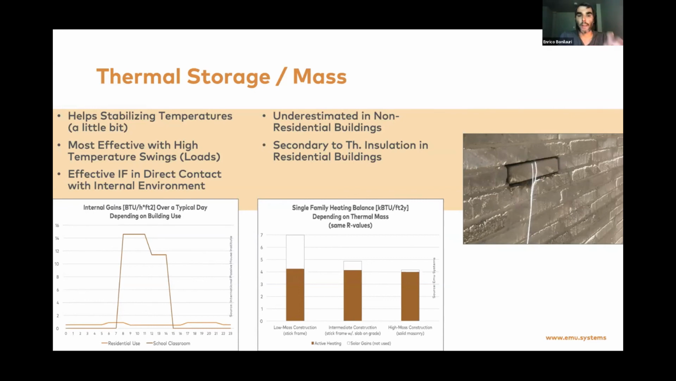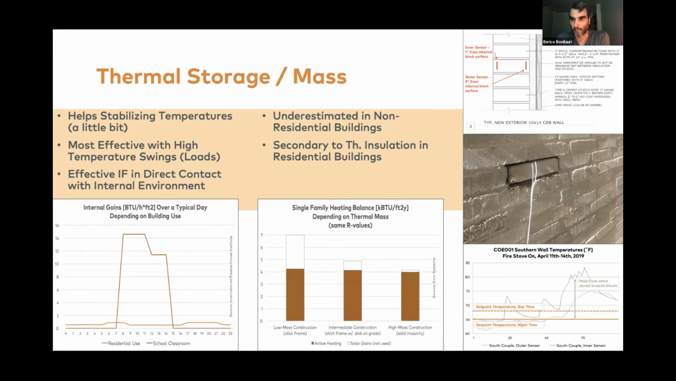And you see that the brown, that is the active heating, does go down from the scenario on the left for the low mass to the one on the right-hand side with the high mass, but it does go down minimally. So the use of thermal mass is very efficient if you have to mitigate very varying internal gains.